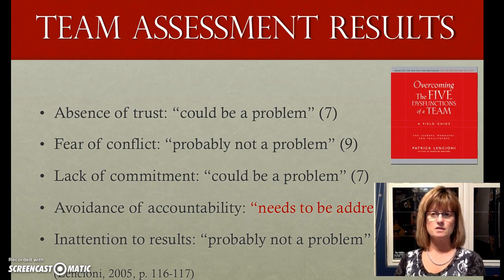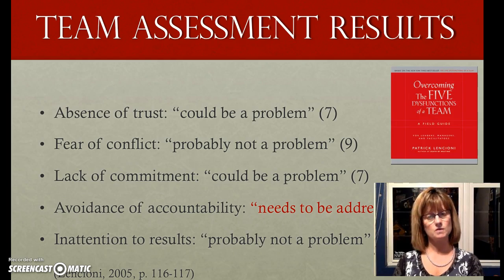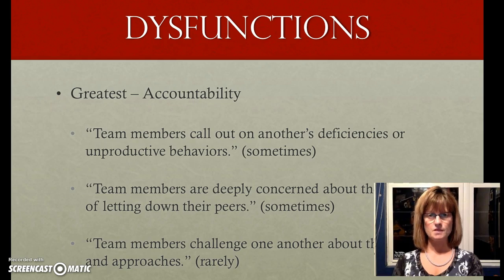The team assessment results, based on the exercise on pages 116 to 117 of Lencioni's Overcoming the Five Dysfunctions of a Team, revealed that absence of trust could be a problem with a score of 7, fear of conflict was probably not a problem with a score of 9, lack of commitment could be a problem, scoring 7, avoidance of accountability needs to be addressed with a score of only 5, and inattention to results was probably not a problem, scoring an 8. So the major dysfunction is accountability.